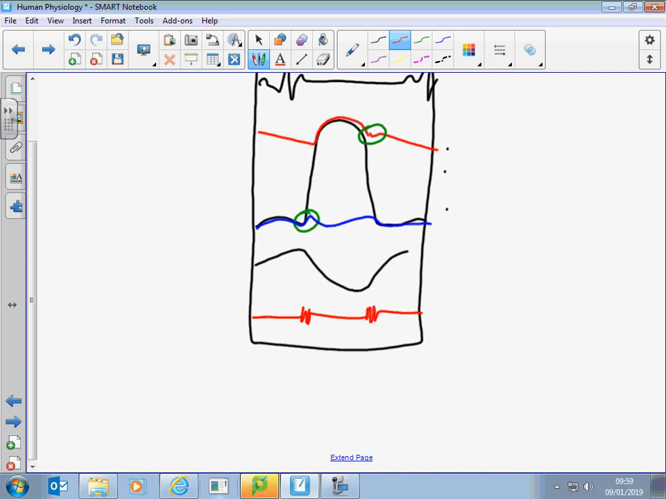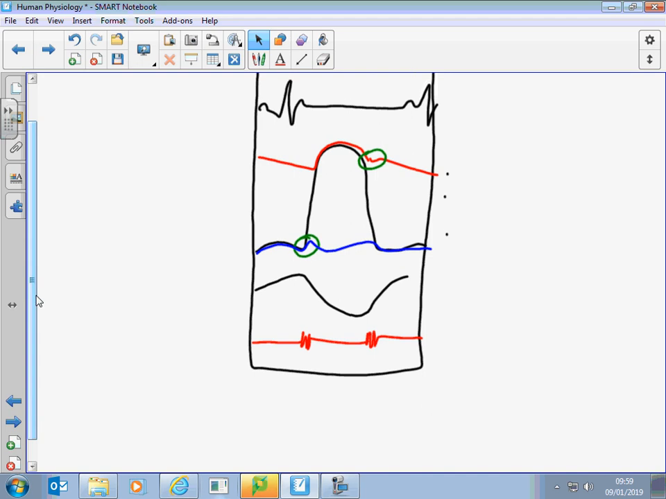So this is why listening to the heart can tell you a lot about valve function. But the bit that is important really is this middle section here. That black line and that red line, those are the bits that we'll come back to in revision anyway, because they are the most significant parts that you need to know.